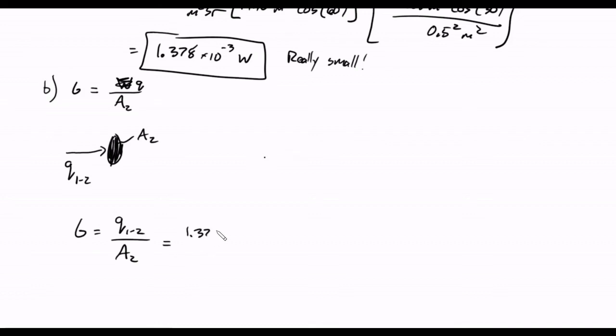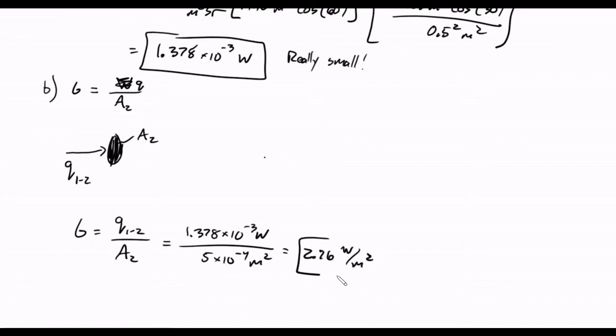So that's 1.378 times 10 to the negative 3rd watts, divided by the area of 2, which is 5 times 10 to the negative 4th meters squared. And that gives us 2.76 watts per meter squared, which is a decent number. Because we have such small areas, the small heat rate and the small area kind of coincide to make this normal looking heat flux.